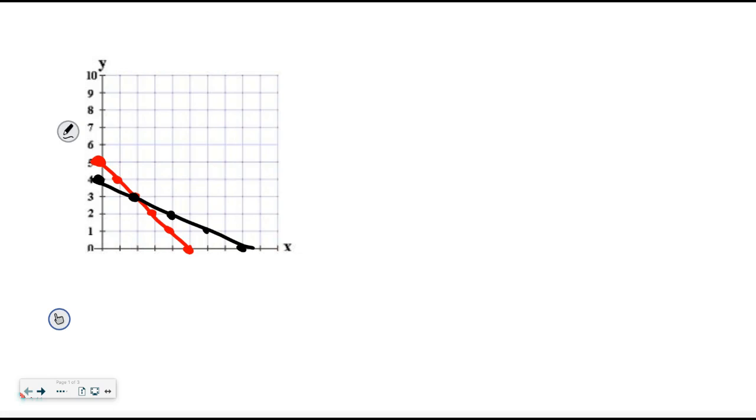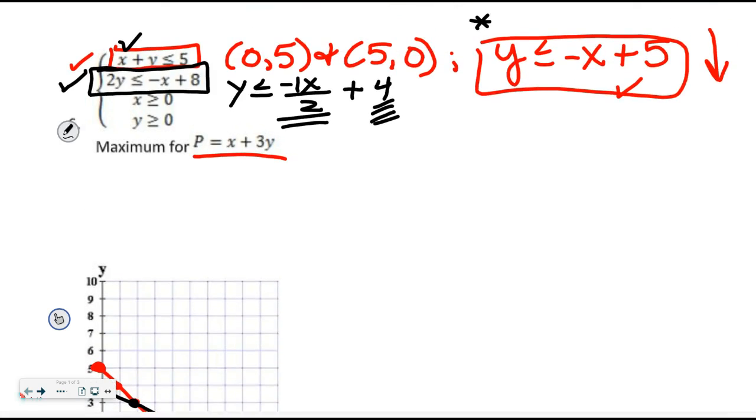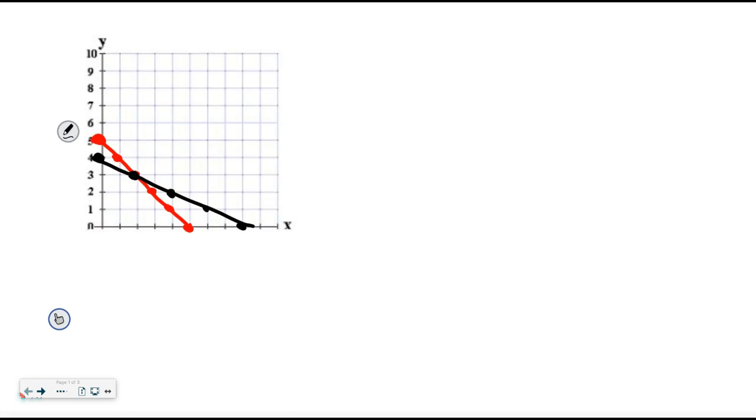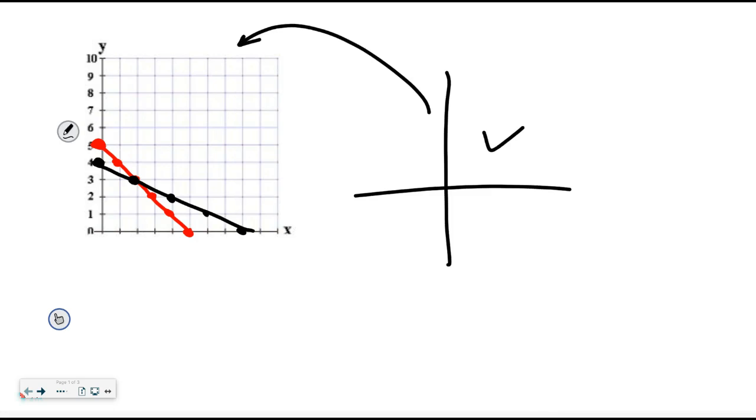Now I'm going to go back up there and see what that sign was. It was less than, so I'm also going to stay below that line. So I have to be under the red and under the black. These just mean keep everything positive, which they've only given you the positive part of the graph anyway. Those just mean stay in the first quadrant, but that's the only quadrant they gave for graph paper on that one anyway, so it doesn't affect it.